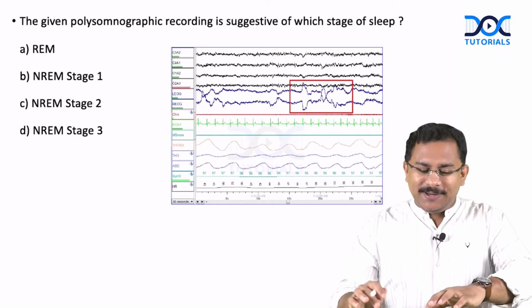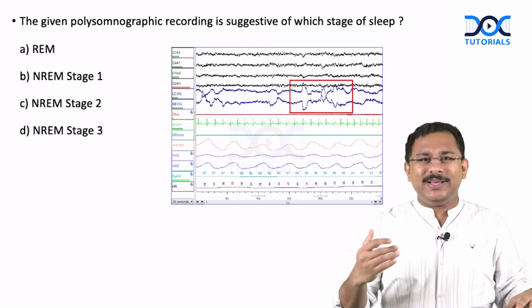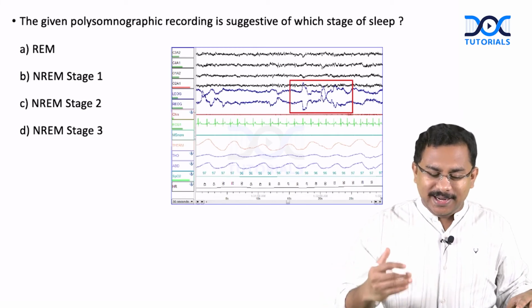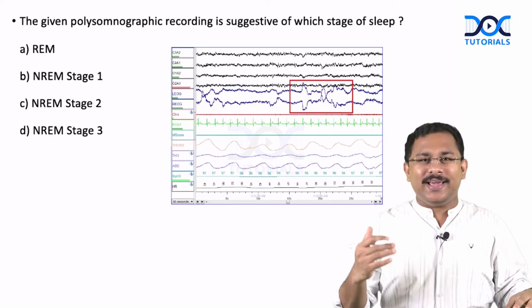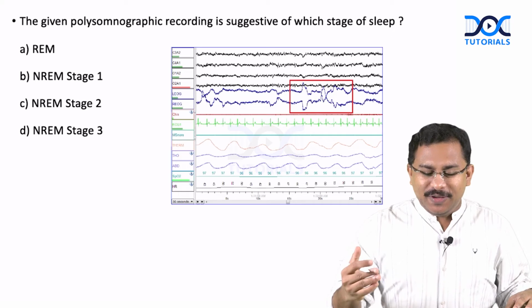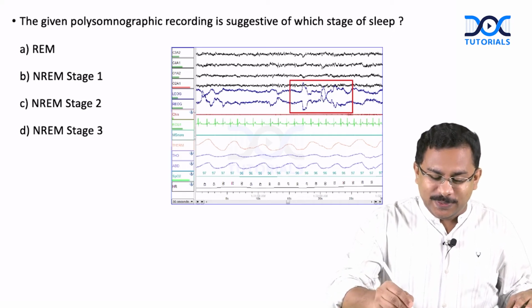Coming to the next question, the given polysomnographic recording is suggestive of which stage of sleep? Is it REM sleep, NREM sleep stage 1, NREM stage 2, or NREM stage 3? So they have given an EEG recording, the polysomnography recording as well.